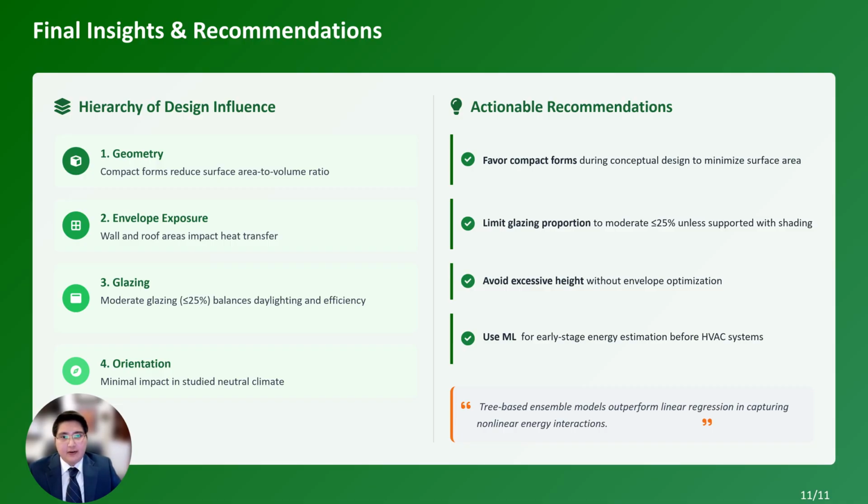Finally, the orientation of the building seems to have no impact on the model. Therefore, the recommendation for future buildings is to favor compact forms, limit glazing proportions, avoid excessive heights, and use machine learning for early-stage design before relying on HVAC systems. And of course, as previously shown, models that can capture nonlinear interactions are going to be our best approach.